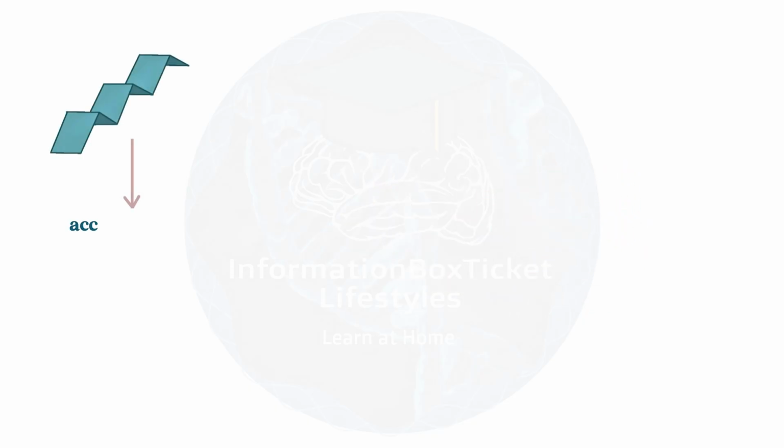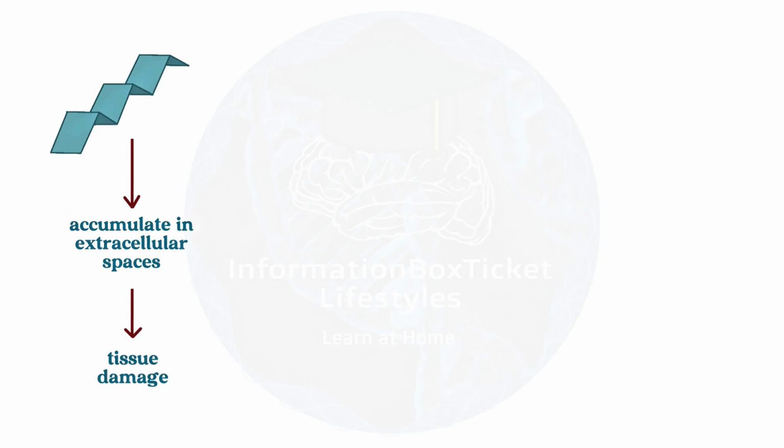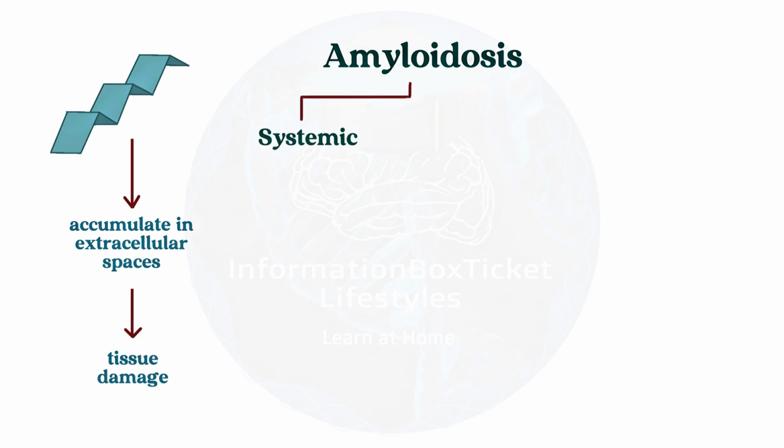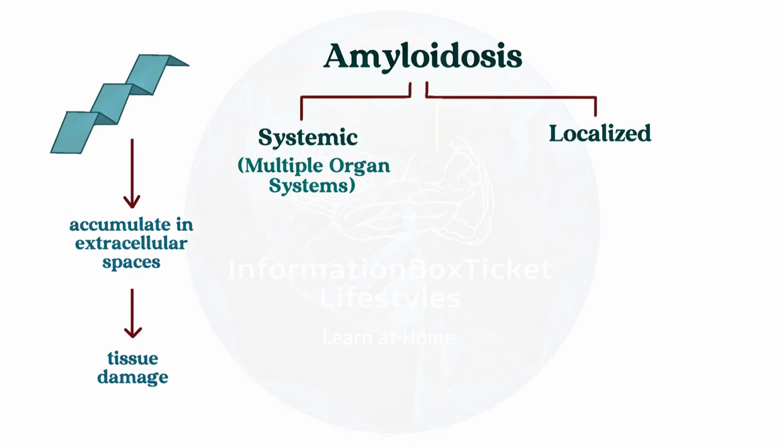These beta sheets then accumulate in the extracellular spaces of tissues and lead to tissue damage. Thus, amyloidosis is a condition characterized by excessive protein deposition, and there are many different proteins and diseases that share this same underlying mechanism. In general, amyloidosis may be systemic, meaning the protein deposits involve multiple organ systems, or localized, meaning the deposits are confined to a single organ.